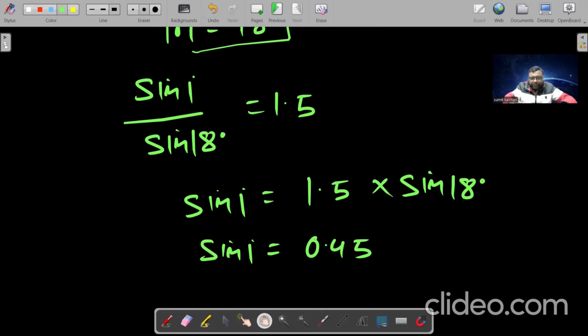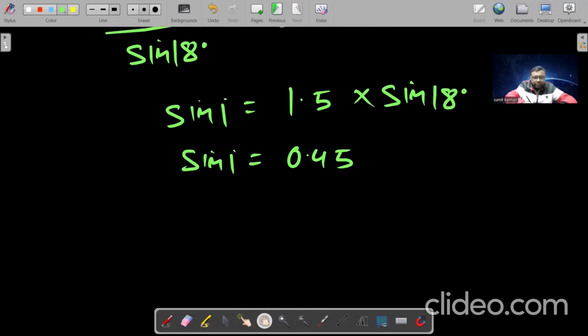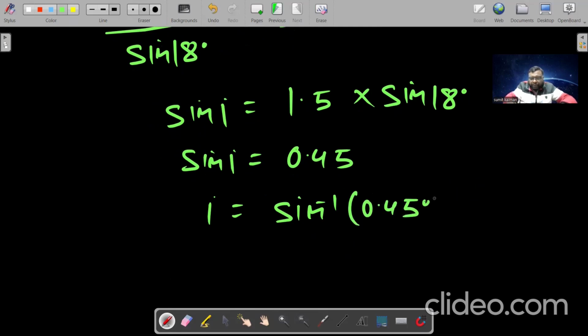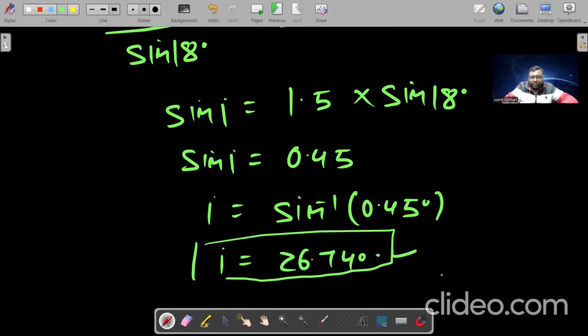And students, here angle I will become sine inverse 0.45 degree. And students, if you simplify this, you can calculate this value with the help of a scientific calculator, and it will come out to be 26.74 degree. So this was the solution of this problem.